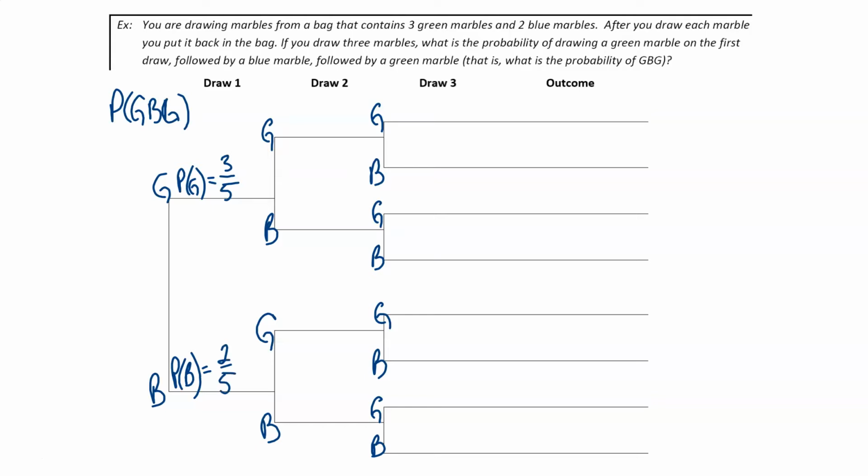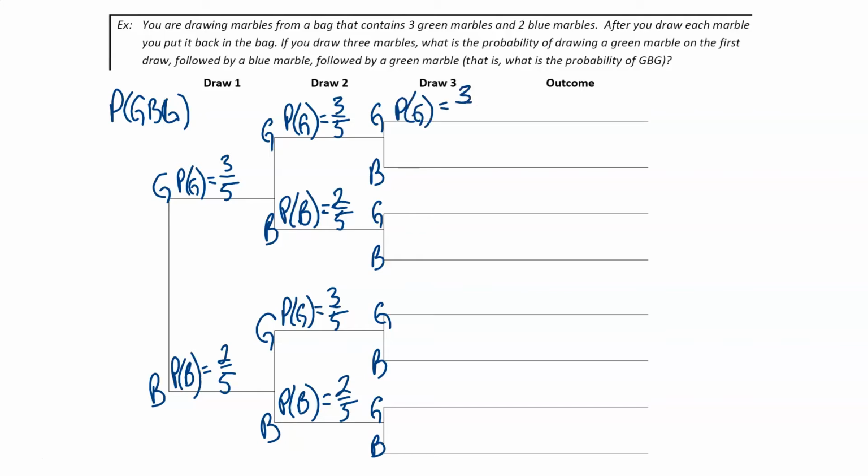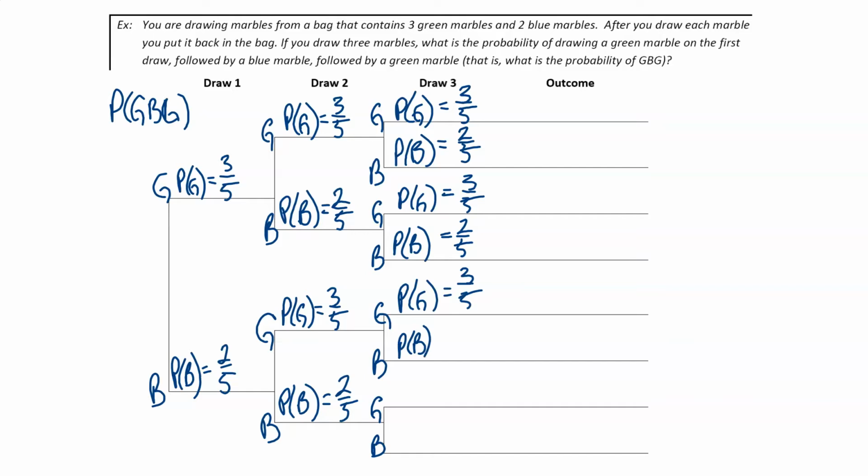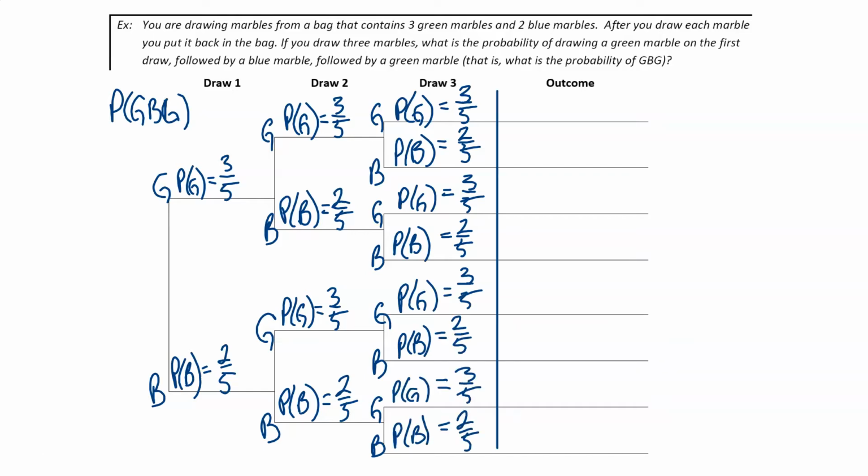Now, because we put the marbles back into the bag for the second draw, we still have the same probabilities for getting green and blue. Probability of green on the second draw is still 3 out of 5, and the probability for blue is still 2 out of 5. And the same on the third draw, the probabilities are going to remain the same. Now let's follow through and look at the outcomes for each of these series of draws.